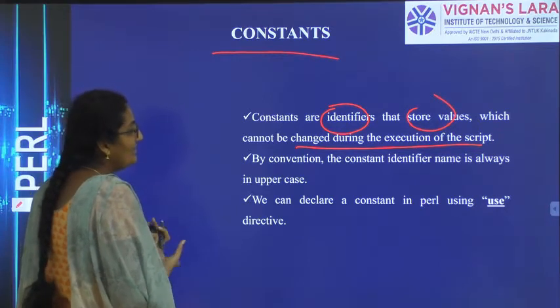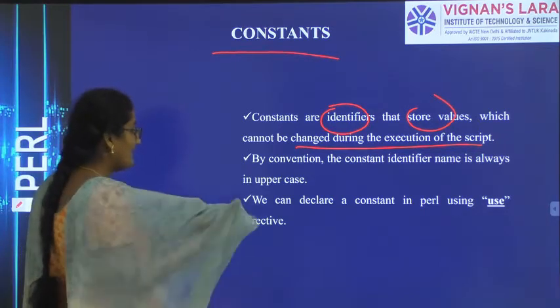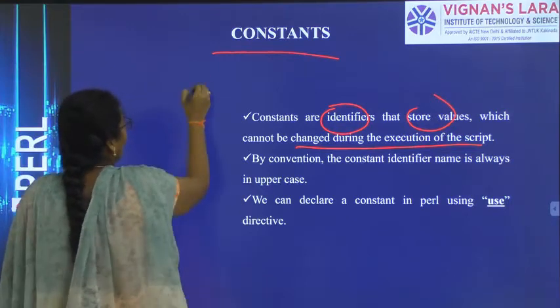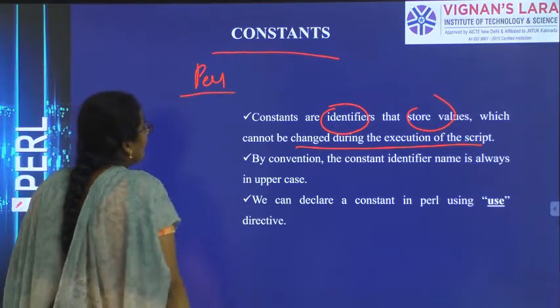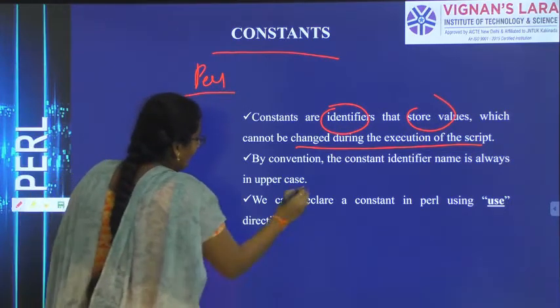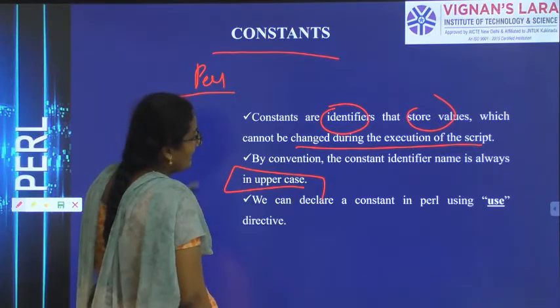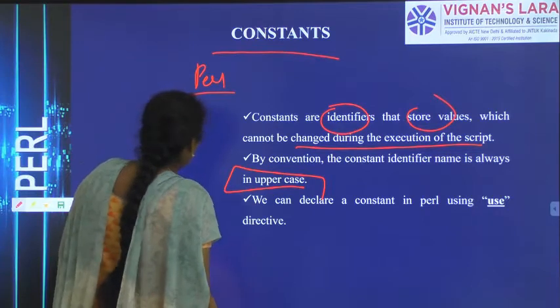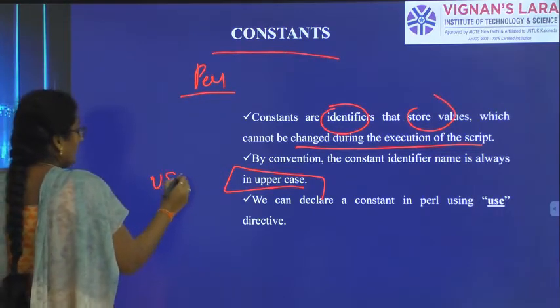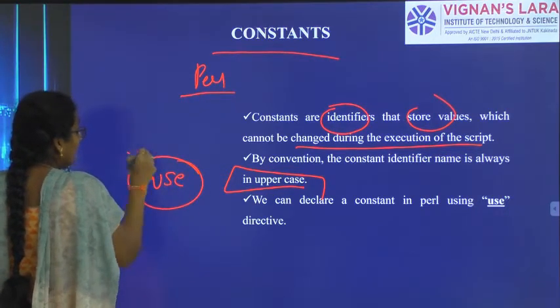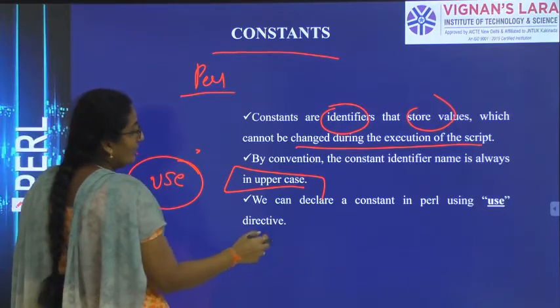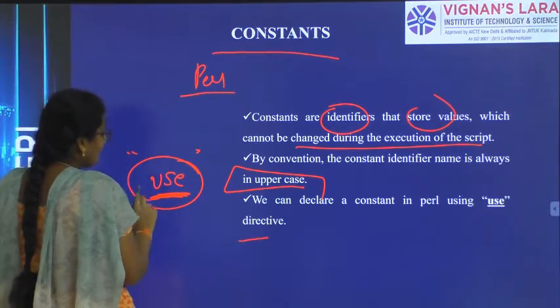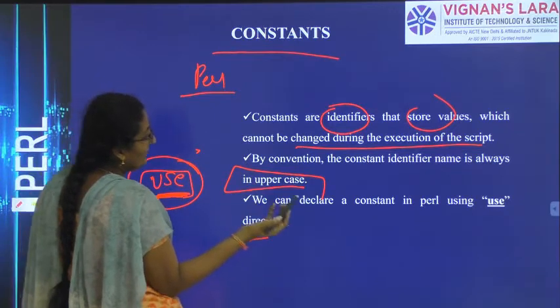By convention, the constant identifier name is always in uppercase. In this language, the constant identifier name will always be in uppercase. We can declare a constant using the use directive. We have a directive called use, and by using this use directive, we can declare a constant.